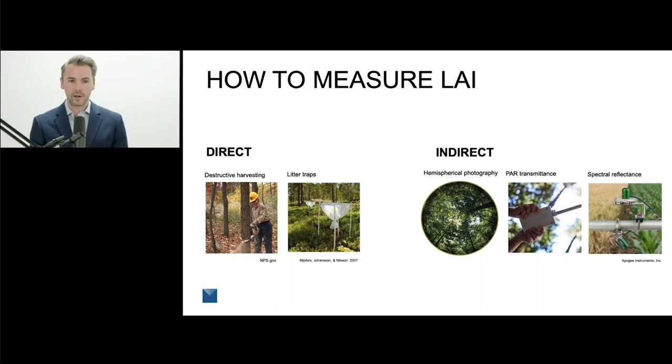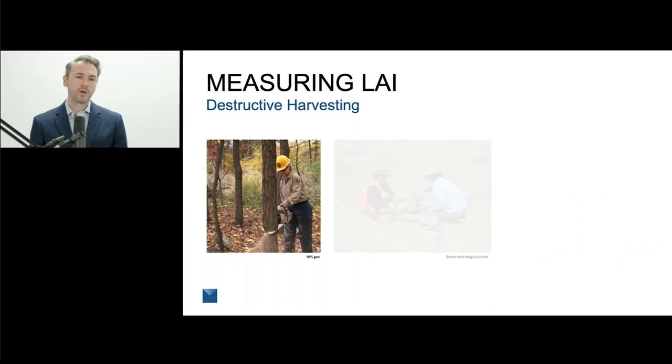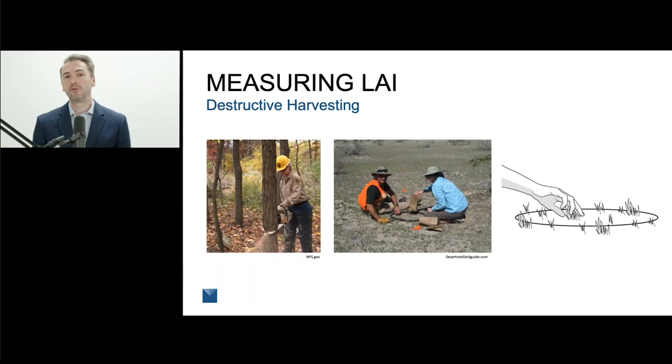So these are the ones I want to talk about. I want to start by talking about the direct methods of measuring LAI. These tend to be some of the older methods, and these direct methods also tend to serve as very good reference points for a lot of the indirect methods that we use.